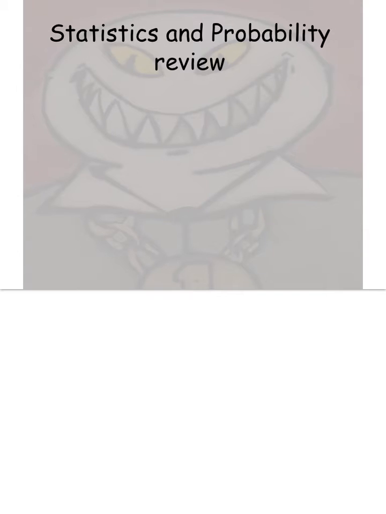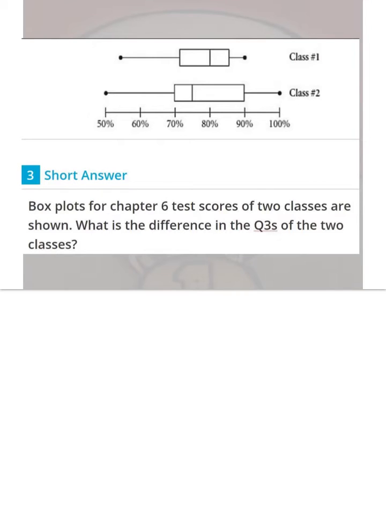I'll tell you what you should probably write down. Alright, here's our first example. Since we did box and whisker graphs, obviously we need to look at this. I'm going to go through and tell you how to solve it, and then we'll stop, and you can figure out what we need to write and what's important for this question. If you read the question: box plots for Chapter 6 test scores, 2 classes are shown. What is the difference in the Q3s of the 2 classes?